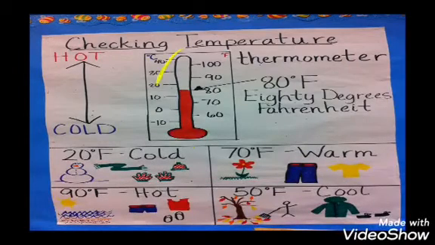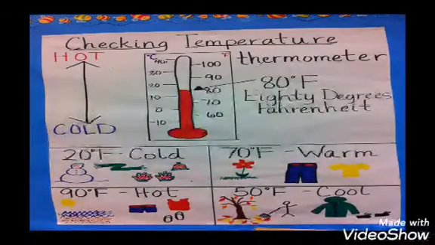So using a thermometer, we can check the temperature. We have been using it. We have seen thermometers at our home. There are 2 types of thermometer: mercury thermometer and digital thermometer.